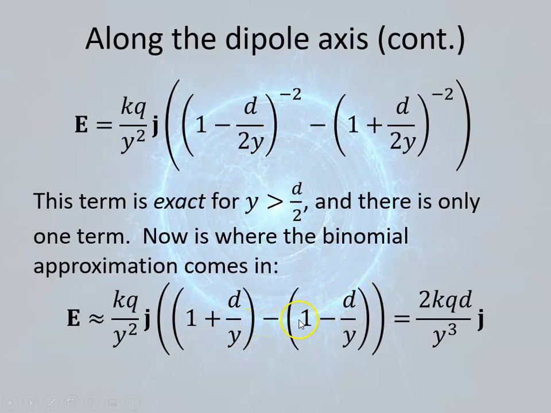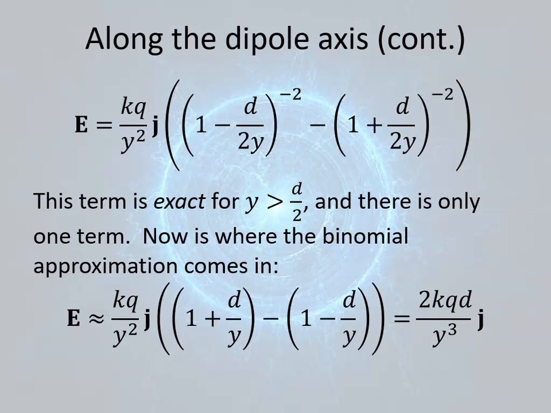Notice that the 1's cancel. That's nice. And all that's left, we have a minus of a negative, which is a 2d over 2y. We get a factor of 2 up there. And we have a y down here. So we get a 2kqd over y cubed. So, in other words, we see that the electric field for a dipole falls off with 1 over distance cubed, not 1 over distance squared, like it would with a point charge.